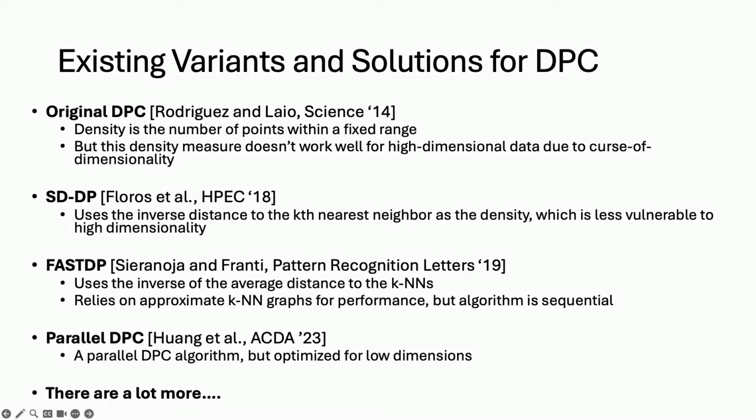There are a lot of other papers on DPC out there. Most of them are focusing on looking at different density functions and showing that particular functions work pretty well for certain applications. There have also been a couple papers on parallelizing DPC, but they're all for low-dimensional data sets, and there doesn't exist any solution that does parallel DPC for high-dimensional data.